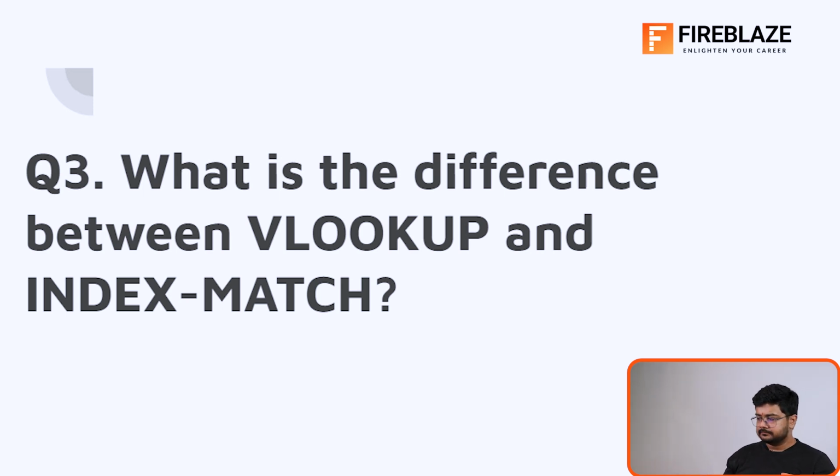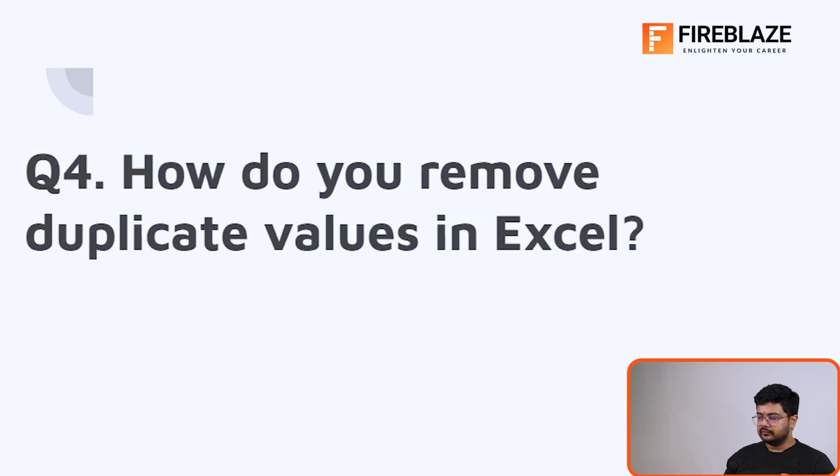Now moving on, how do you remove duplicate values in Excel? Alright. So removing duplicate values in Excel is pretty straightforward. Whenever we go to the Data tab, we have a group called Data Tools, and in that group, we can easily select the Remove Duplicates option. So whenever we select a column and we click on Remove Duplicates, it automatically removes all the duplicate values in your dataset. Alright, this is how we answer this question.